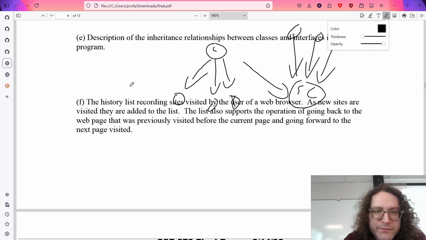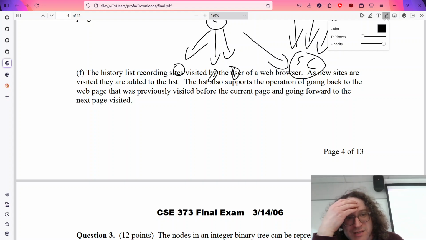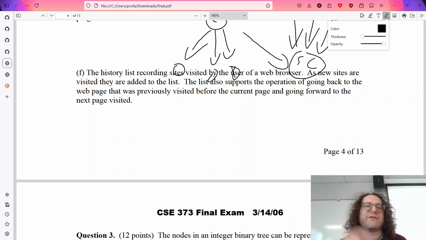So anyway, let's see. A history list recording the sites visited, another time where we use the term list, but it may not actually be the best data structure. Visited by the user of a web browser. As new sites are visited, they are added to the list. The list also supports the operation of going back to the web page previously visited before the current page and going forward to the next page visited.